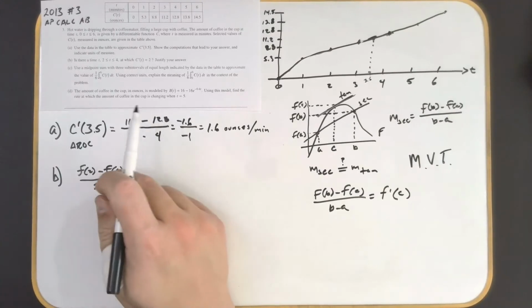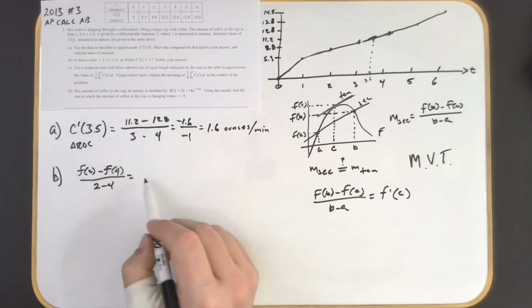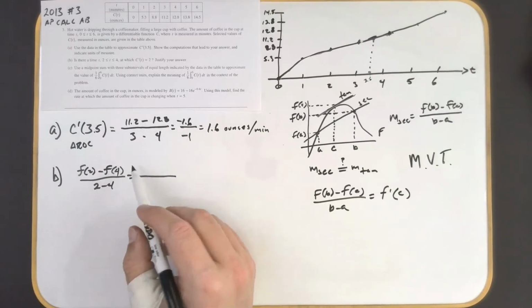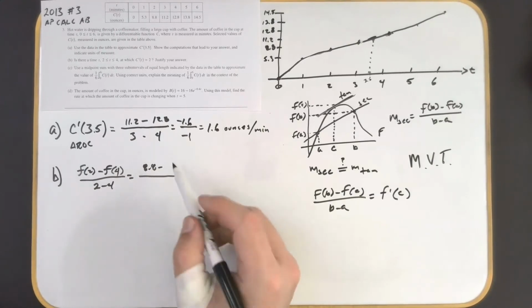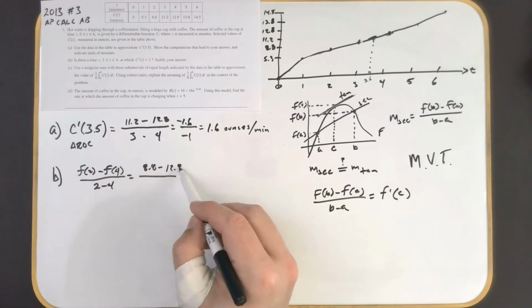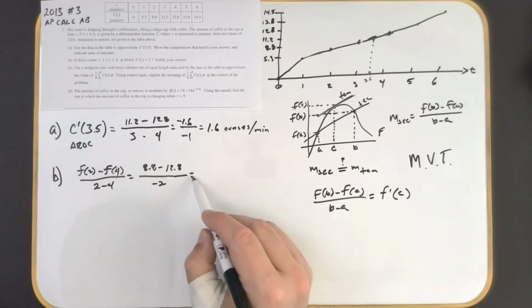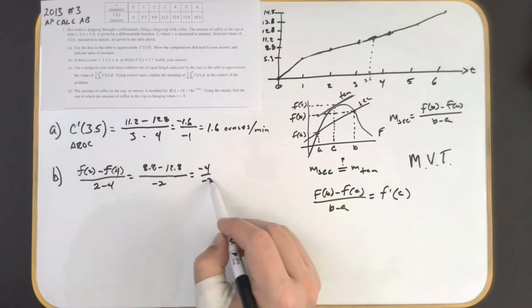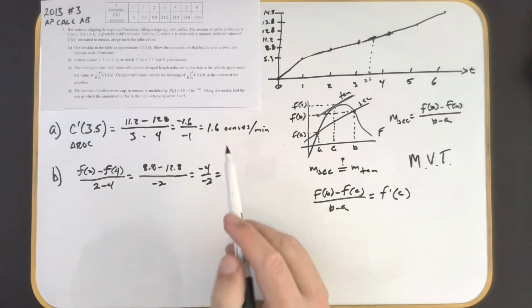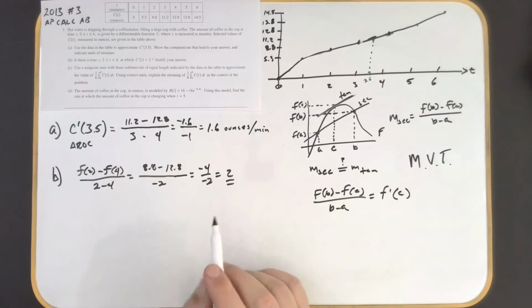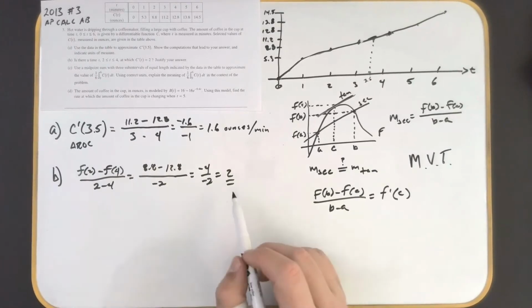So let's go to our table. So you can read that. That's a 4. Let's go to the table and put in these values. So from the table, f of 2 is 8.8. f of 4 is 12.8. And 2 minus 4, that would be negative 2. So what do we wind up with? We get negative 4 over negative 2, and sure enough, there's the 2. So that wasn't random that they said, is there a time where c prime of t is equal to 2? So that's where it came from.